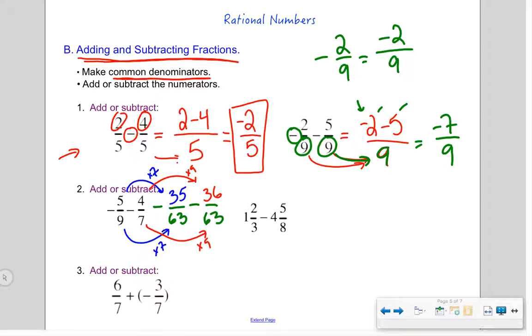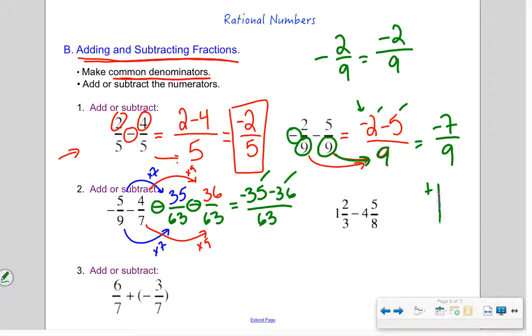Okay, let me see. There we go. Move that over. So really what's happening, I have a lot of stuff going on here. Don't forget, I have a negative sign out in front, and I have a subtraction here. So that's going to be negative 35, subtract 36 over 63. 35 and 36 are both negative numbers. They're on the same team. So essentially, I'm going to add them up.